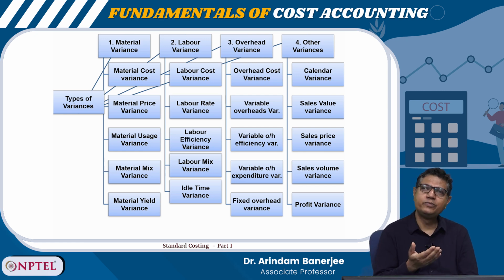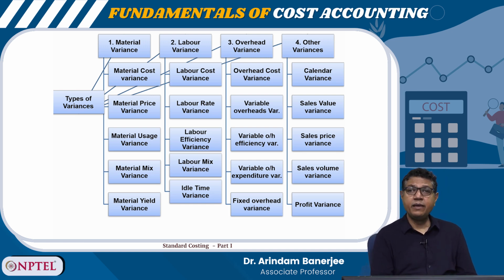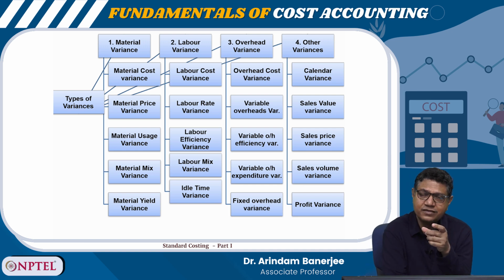The opposite is also possible. I assume that it will be 60 rupees per hour, my standard is 60 rupees per hour, but actually I am paying 50 rupees per hour. That is also possible. Then labor efficiency variance: I assume that a labor will produce 10 units per hour, but actually it is producing 8 units per hour. When I see that there is a difference, I need to find out what is the reason for it.